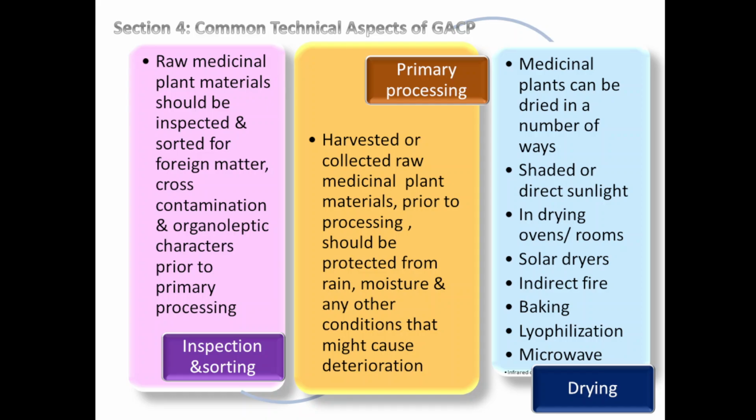Next one is microwave drying. So all these are the different methods by which the drying of herbal raw material is done.